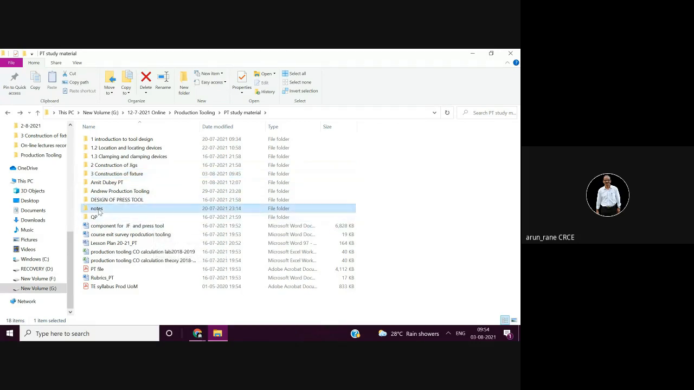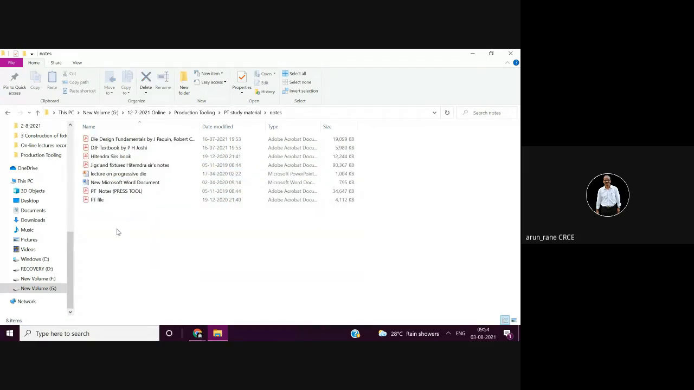I think you have received some notes, isn't it? Hitendra sir has already uploaded the notes. Yes, sir. And this Die Design Fundamentals by Paquin, have you got this book? Yes, sir. Okay. And what about sir's notes, that is, jigs and fixtures, Hitendra sir's notes?